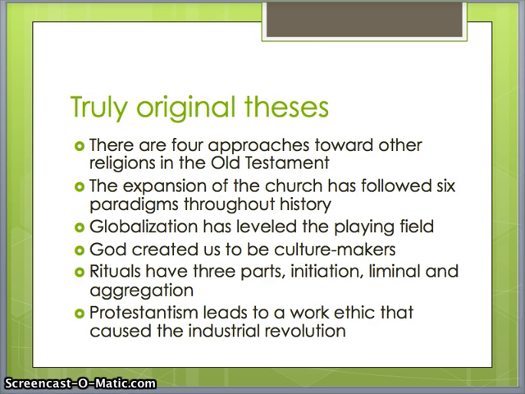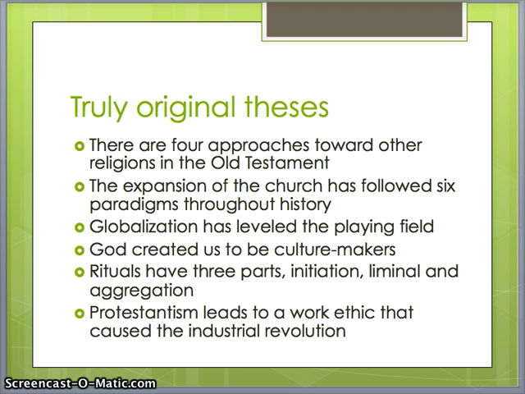Here are some examples of truly original theses that have made best-selling books or have endured. Some would say they have a long tail life because they're so original and useful. Here's some examples. There are 4 approaches toward other religions in the Old Testament. That was McDermott's. Instead of saying that the Old Testament has multivocal or many views toward the other religions, he boiled them down to 4. The expansion of the church has followed 6 paradigms throughout history. That's David Bosch's, and so there's an original thesis. He boils down 2,000 years of history to 6 paradigms.